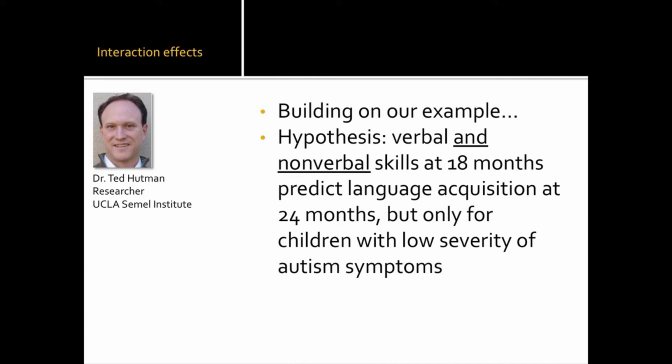So basically, we have verbal and nonverbal skills. You might imagine a child at 18 months might have certain skills that are verbal, and perhaps even more, a wider assortment of skills that are nonverbal at that age. So we're adding that in, and then we're going to make some latent variables here. The rest of the hypothesis is the same, so that skills in general, verbal and nonverbal, are predicting language acquisition, but only for children with low severity of autism.